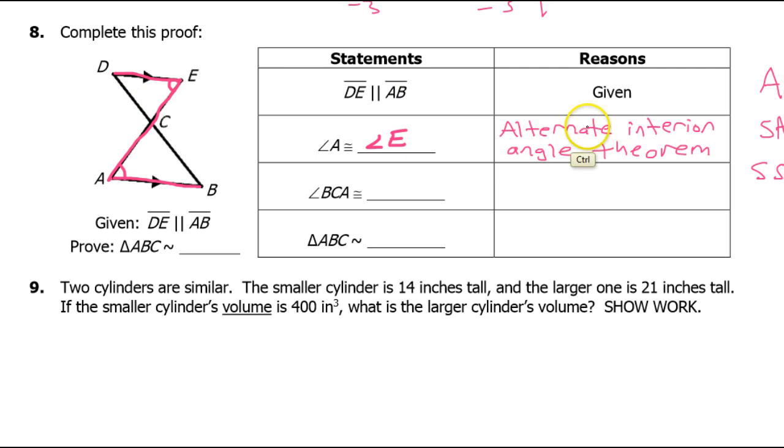Okay, and that's just the theorem that says if the lines are parallel, then the alternate interior angles are congruent. But this is a shorter way of saying that. Then they mention angle BCA. Well, that's one of our vertical angles. So that should, of course, be congruent to the other vertical angle, which is angle DCE. So angle DCE. And the reason would be because vertical angles are congruent.